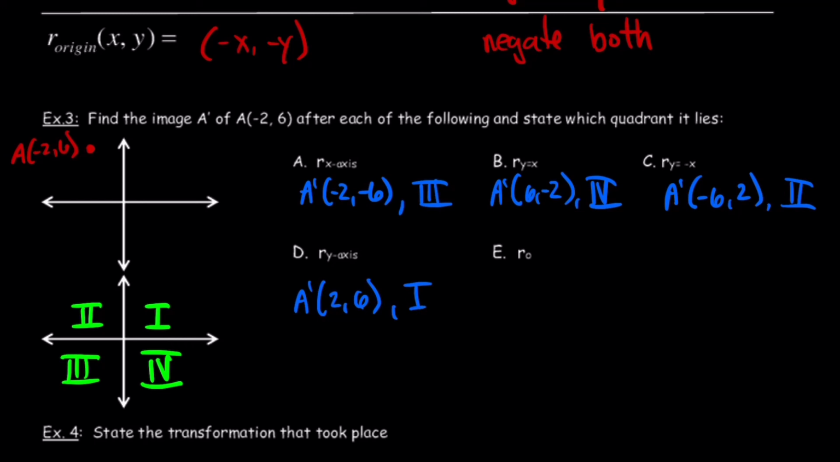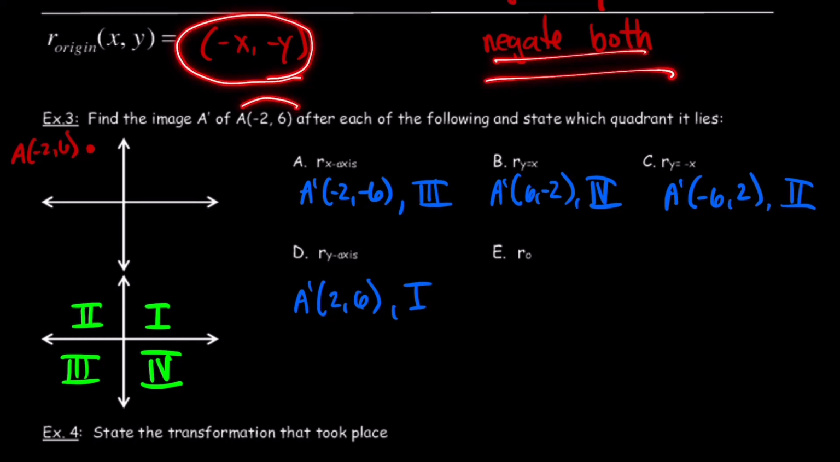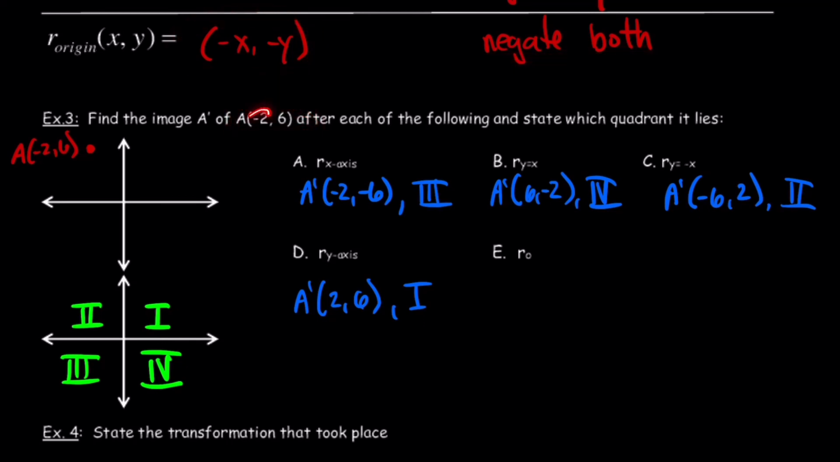And then lastly, reflecting it through the origin. If I go through the origin, I'm going to end up over here. That's going to be in quadrant 4. The rule for reflecting through the origin, as you can see right here, is you just negate both. So I have to take this and negate them both. So -2 becomes +2, and the 6 becomes negative. So A prime here is going to be (2, -6), and that was in quadrant 4.